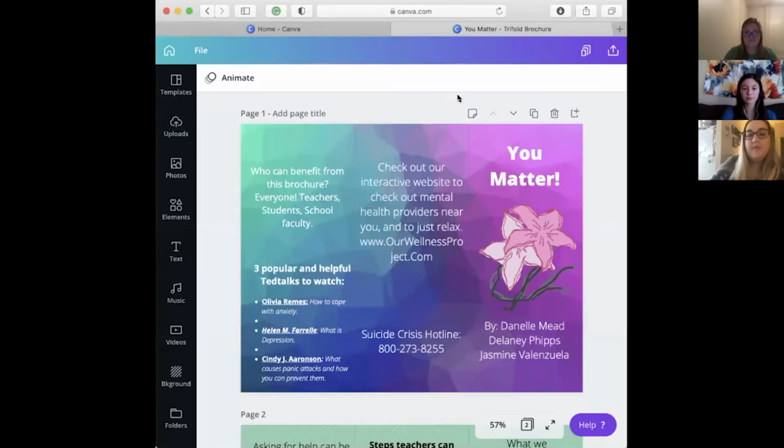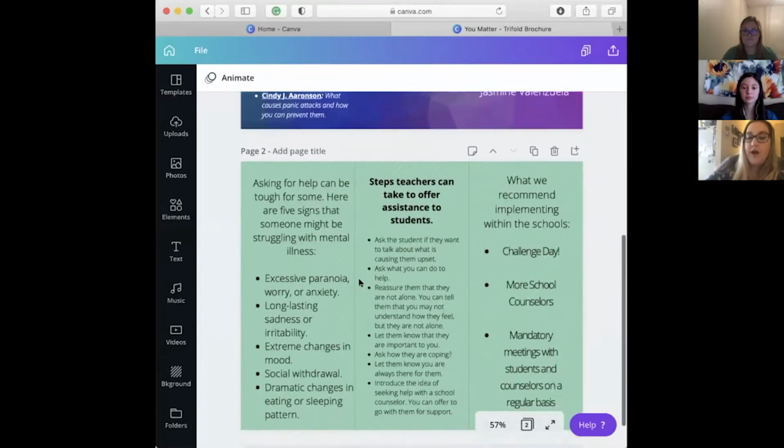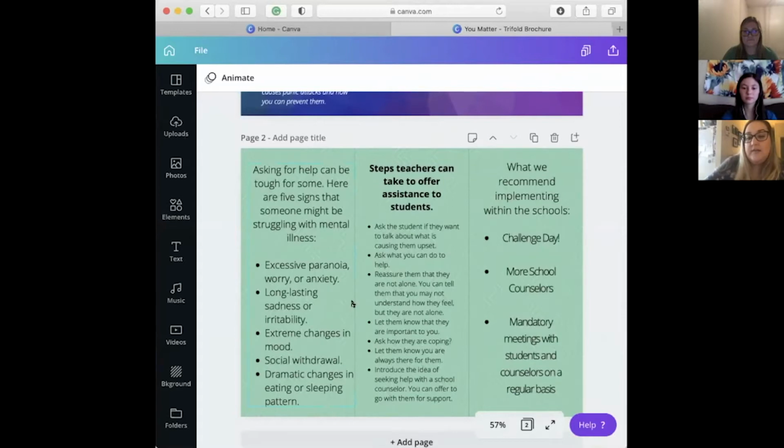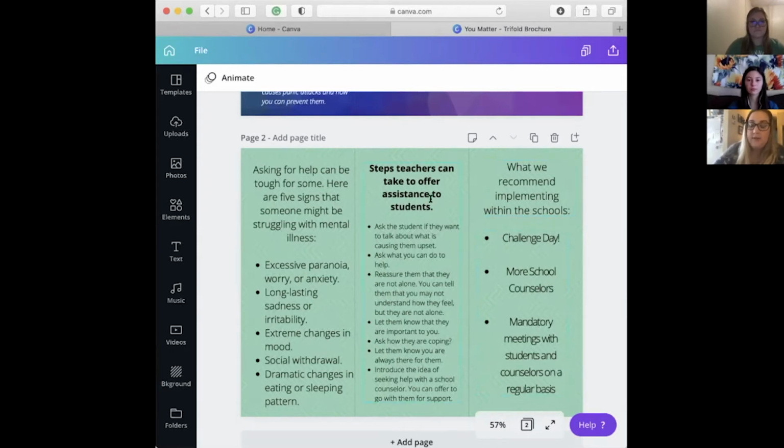Our solution is that we created some things to share with teachers in order for them to be able to help their students. One resource we made is a brochure, designed to be an informative aid for teachers, staff, and other students to learn if they or other students could use some assistance with mental health. This brochure offers 5 signs that someone might be struggling with mental illness, steps that teachers can take to give assistance, and ideas on what we recommend schools implement to help make mental health more accepted and part of the curricular activities for students.